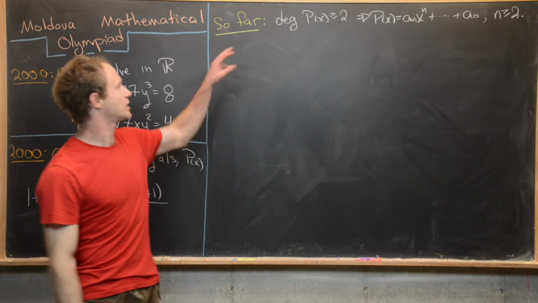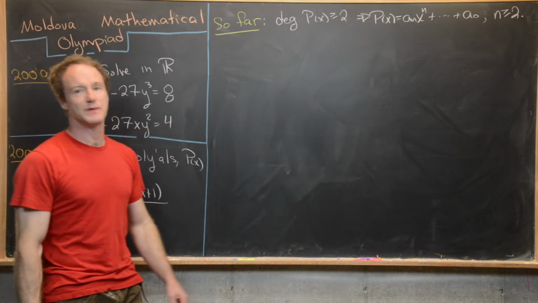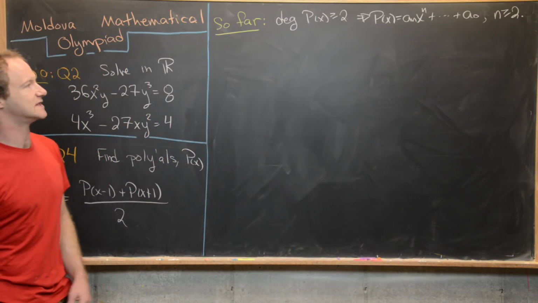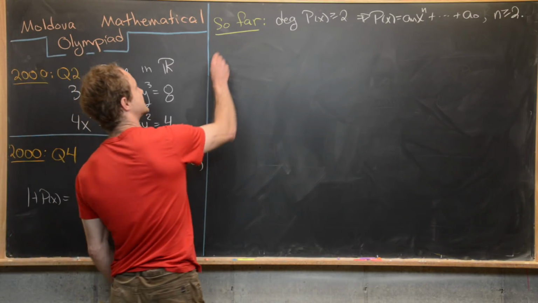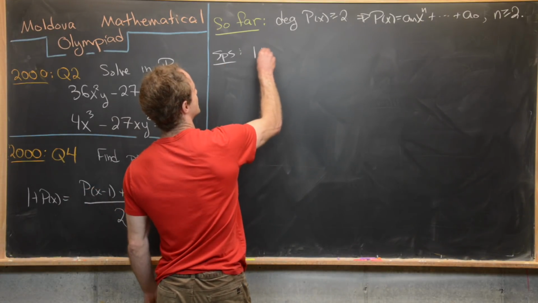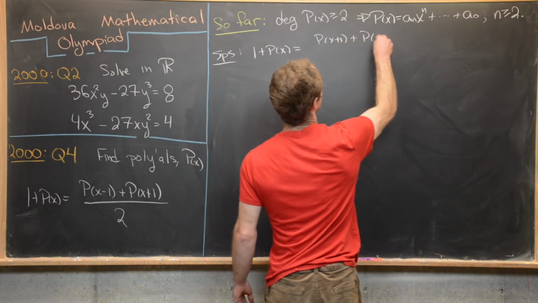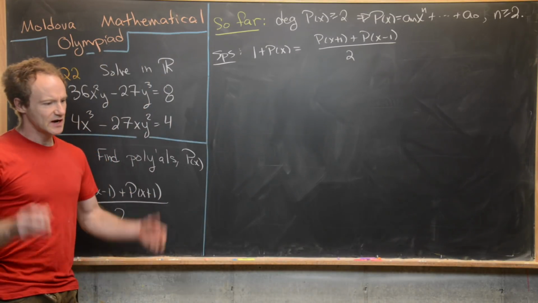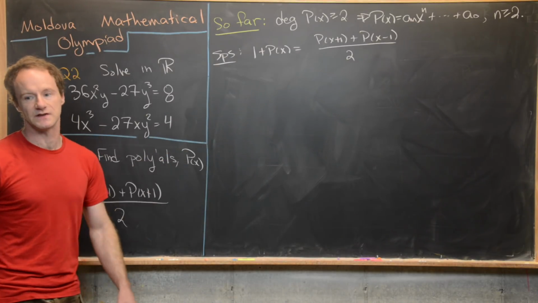So on the last board, we argued that the degree of p of x had to be bigger than or equal to 2. In other words, we can expand p of x like a sub n x to the n plus a sub n minus 1 x to the n minus 1 all the way down to a0. Now what we want to do is suppose that p of x satisfies this equation. So we have 1 plus p of x equals p of x plus 1 plus p of x minus 1 all over 2. Now the trick here is we want to extract coefficients of the same power of x from both sides of the equation.